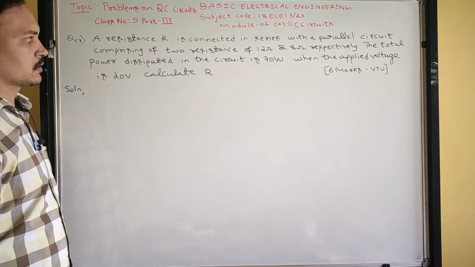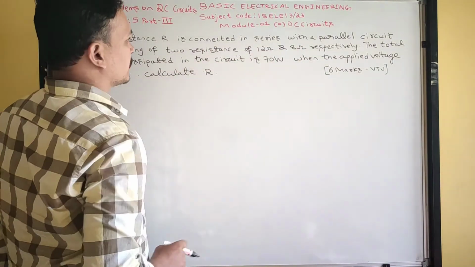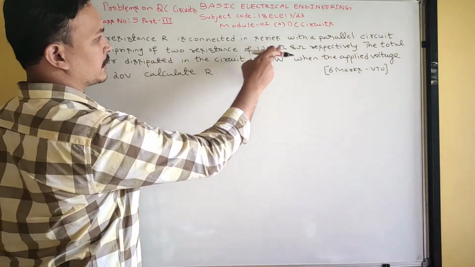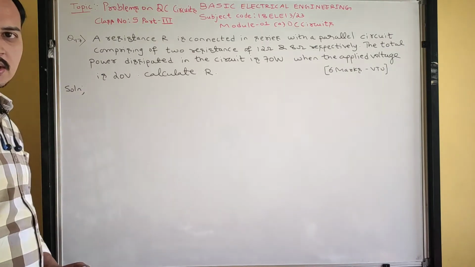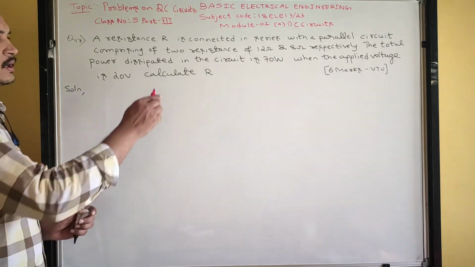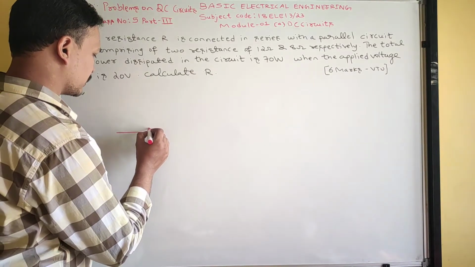Okay guys, next question number 17. A resistance R is connected in series with a parallel circuit comprising two resistances, 12 ohm and 8 ohm respectively. The total power dissipated in the circuit is 70 watt when the applied voltage is 20 volt. Calculate the R.